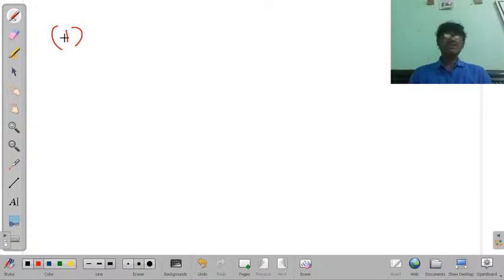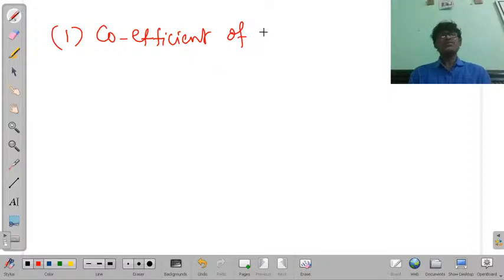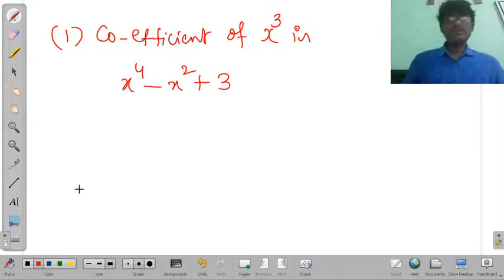Okay, right. So the first one: what is the coefficient of x cube? What is the coefficient of x cube in the polynomial x power 4 minus x square plus 3? You say the answer for this one.